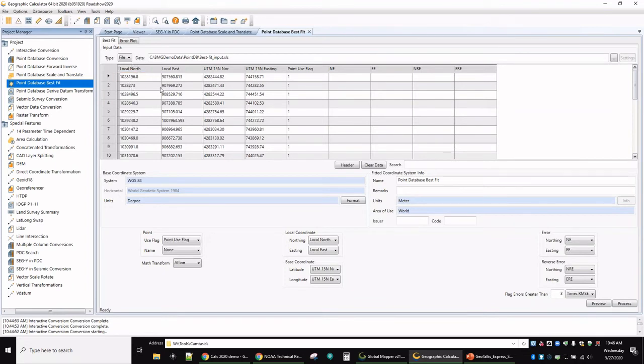We have local coordinates and known coordinates measured in a known system, in this case, UTM 15 north, excuse me, WGS 84. So these would be local engineering survey coordinates. And one of the questions was about best fit, and you can see the math transform here, and we have a number of polynomial fit functions that we can use to generate a transformation between the local site and the known UTM coordinates.